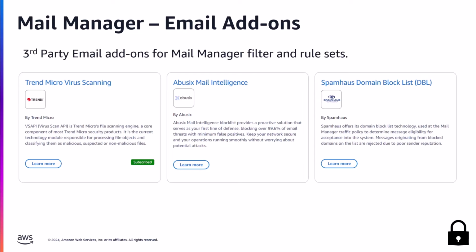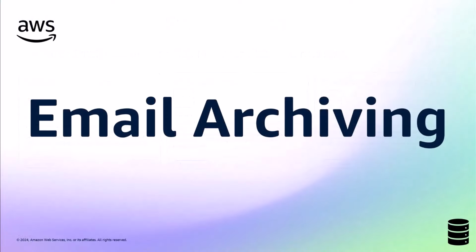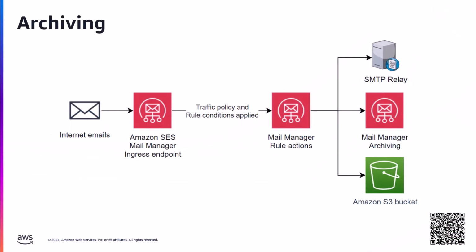Let's now talk about email archiving. In certain industries, it's mandatory to store both incoming and outgoing emails for compliance purposes. With Mail Manager, you can archive the emails you specify coming into your Ingress endpoint, as well as providing a way to find your archived messages through a rich set of advanced search filters and the ability to export the results.